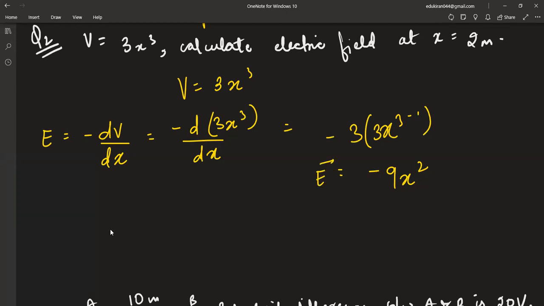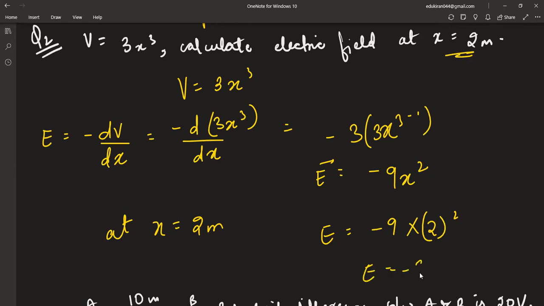You have to find the value of electric field at x equal to 2 meter. Got it? Potential you had, you differentiated it, you got electric field. Now you have to find out electric field at x equal to 2 meter. So electric field will be minus 9 into 2 square. So 4 into 9, 36, minus 36 Newton per coulomb. This type of question you will find in so many textbooks, also in your NCERT.